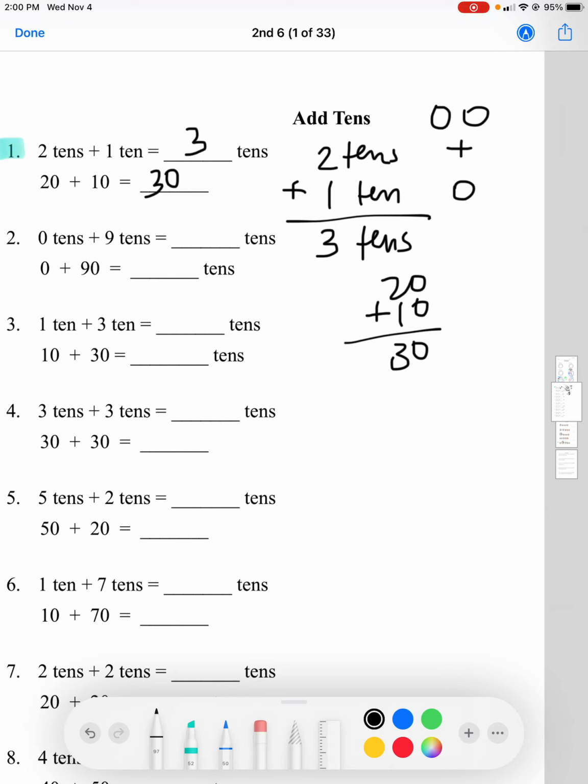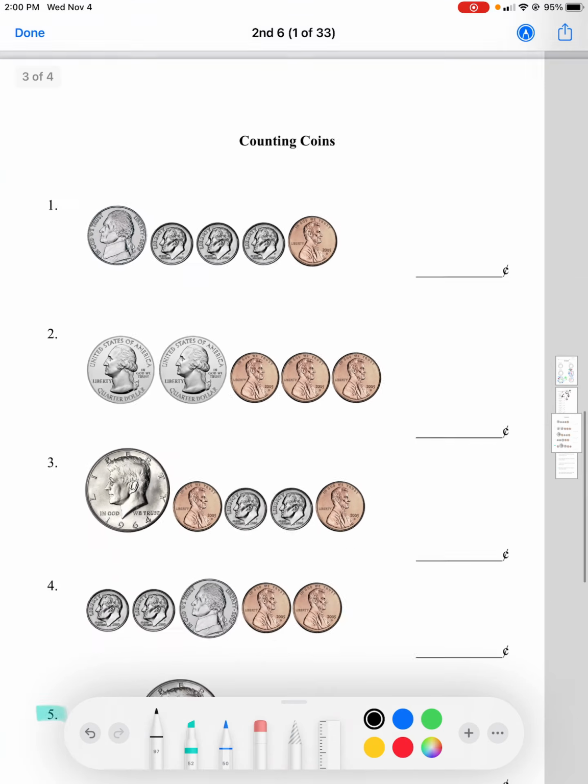We'll do one more question. Let's do number 3. It says 1 ten plus 3 tens. So if you add 1 and 3, you have 4 tens. And then 10 plus 30 would be the same thing. 10 plus 30 is 40. Oh, this isn't, yeah, let's ignore that part. It shouldn't say tens right there. It should just be 40. So, yeah. And then let's move on to the next page.